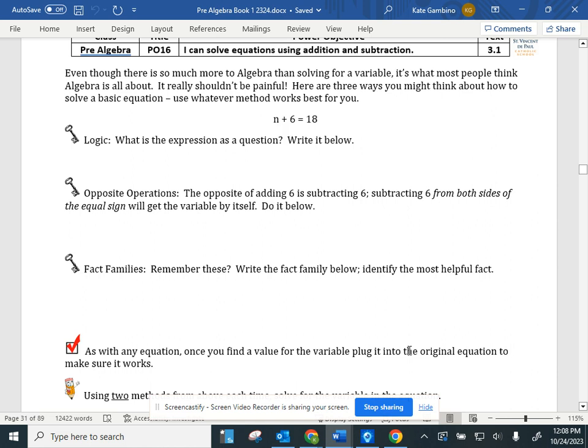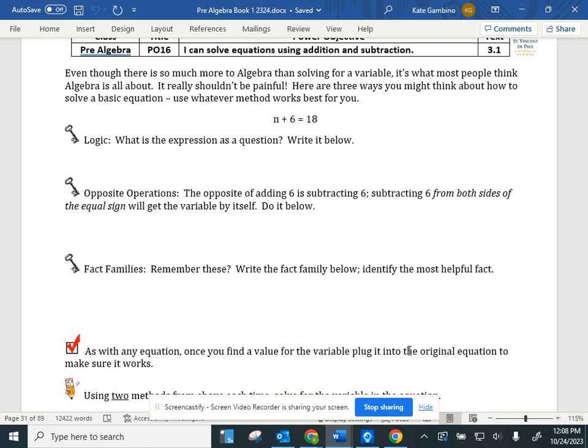Good afternoon. Today we are continuing to work with those equations, and we are doing PO16. I can solve equations using addition and subtraction. So even though there is so much more to algebra than solving for a variable, it's what most people think algebra is all about. It's actually one of my favorite parts of algebra. It really shouldn't be painful.